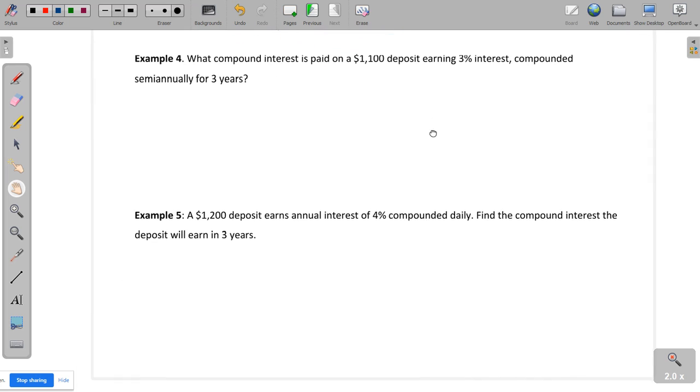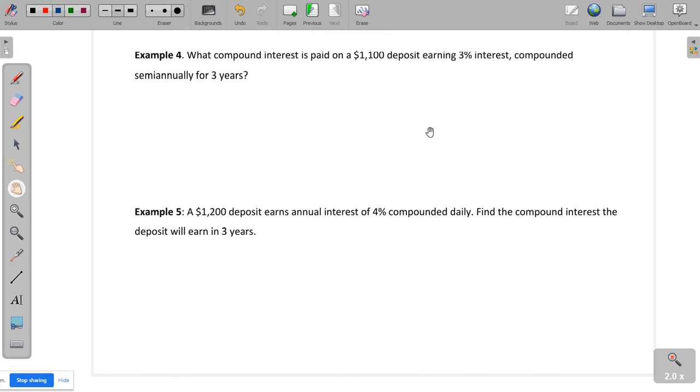Let's look at another example. What compound interest is paid on a $1,100 deposit earning 3% interest compounded semi-annually for 3 years? Okay, let's start with our formula. A equals P times 1 plus R divided by N raised to the N times T.